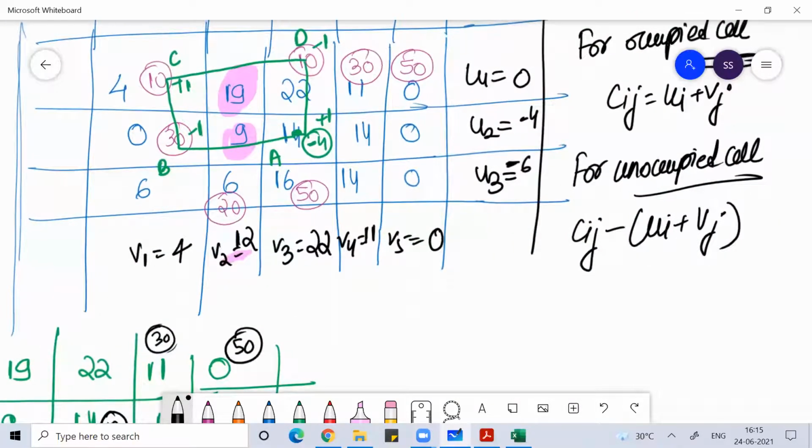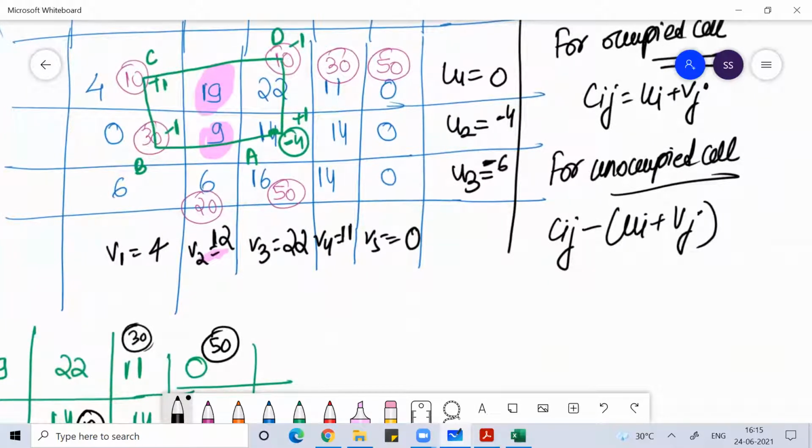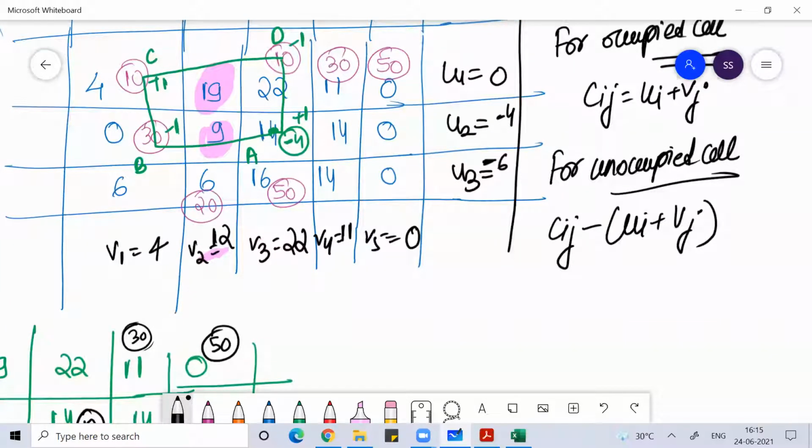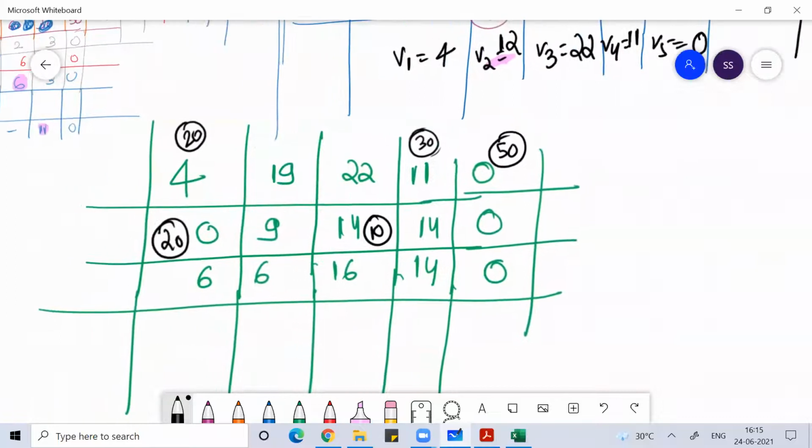Then this is done, then third row 20, 50, 20, 50. This is the allocation what I did. So this is now after reshuffling the allocation, I got this. I don't know if this is ideal or not. Before that, again I need to check it.